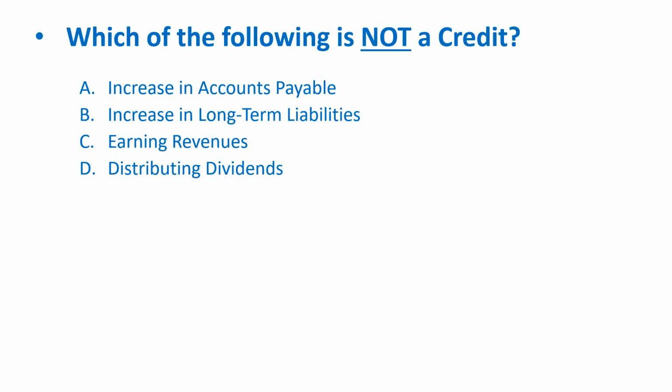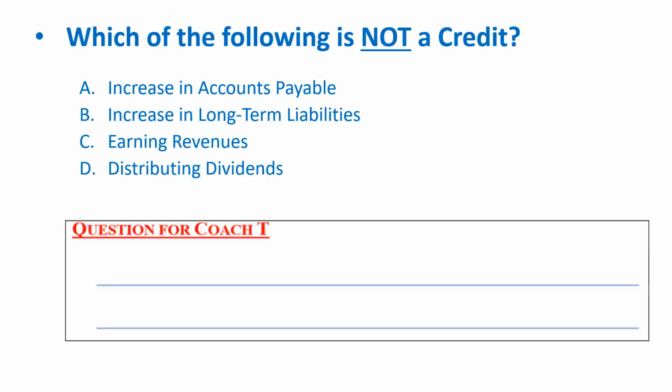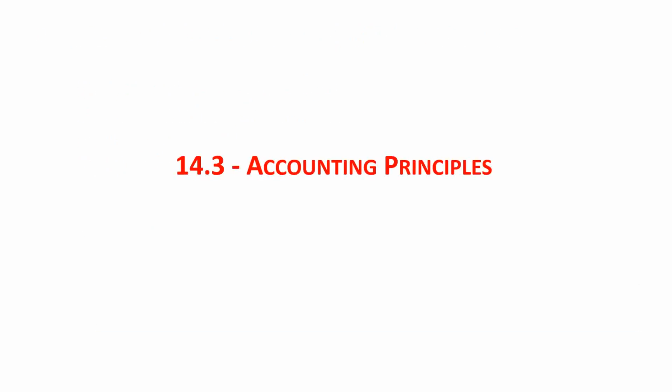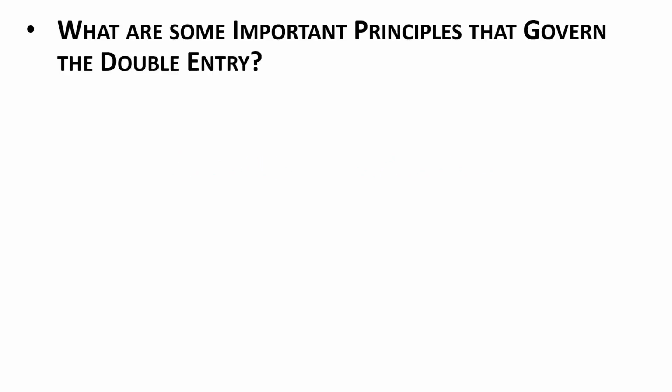The correct answer is D, because when you distribute dividends, funds are leaving. When funds are leaving, it's a debit. Okay, let's go to some specific accounting principles. What are some important principles that govern this double entry process?